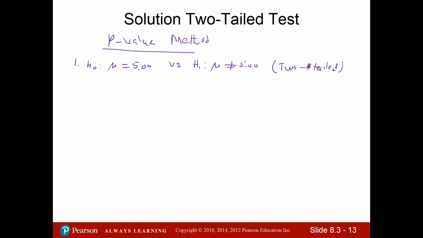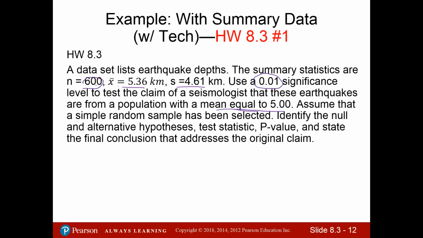It's a two-tail test. Now, what is my alpha? Alpha is 0.01. What's our test statistic? The test statistic was given in the question, was it? Let's go and check.